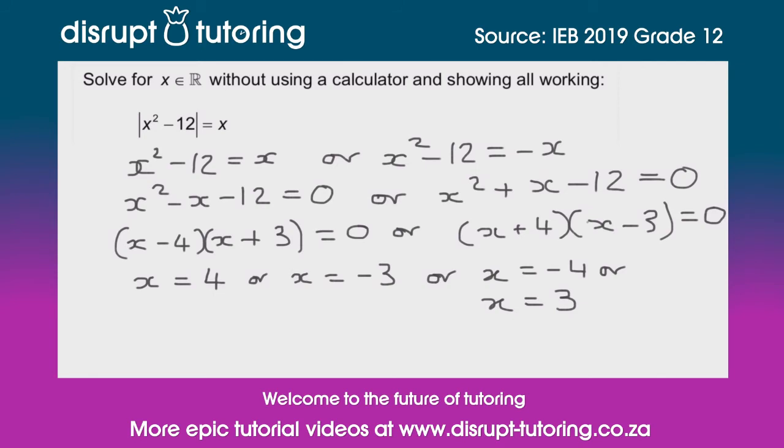Now we've got to be careful here with an absolute value question. We have to check that our absolute value is equal to a positive value of x. And therefore these negative values of x we have to remove. And so therefore when we check our solution, we can only use the positive value. So this check reveals that x is 4 or x is 3.